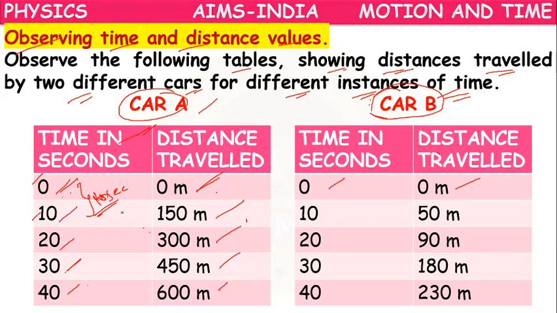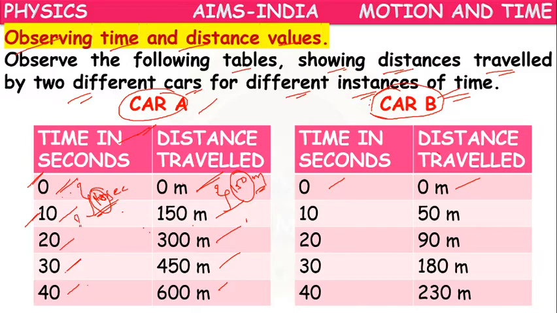In the 10 seconds time interval, how much distance have they traveled? Car A travels 0 to 150. What is the difference? 150 meter is the difference. So if we consider the starting time and ending time of the first two instances, what can we conclude? In 10 seconds, car A has traveled 150 meter. Like that we can tell.